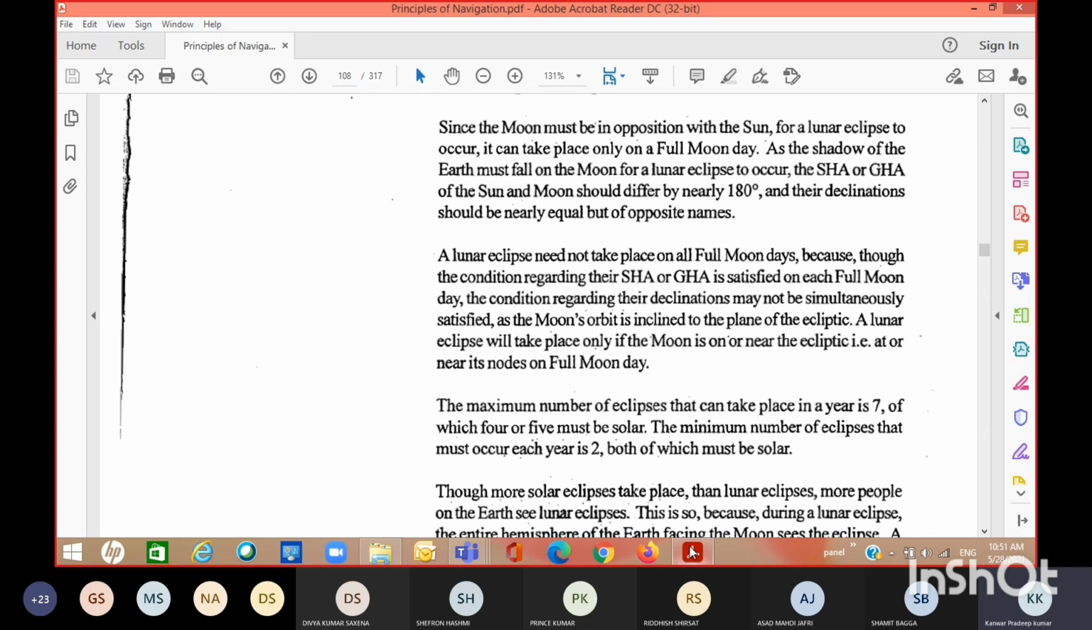A lunar eclipse will take place only if the moon is on or near the ecliptic, that is at or near its nodes on full moon day. So this point is important, gentlemen. It has to be near the nodes. So the declination has to be the same name or opposite name, depending on which eclipse.